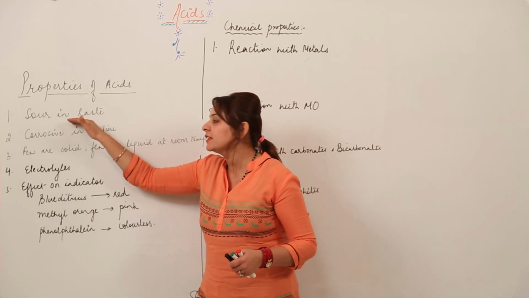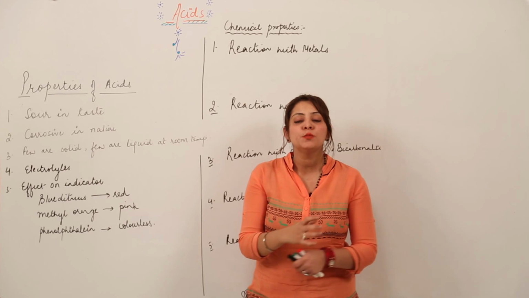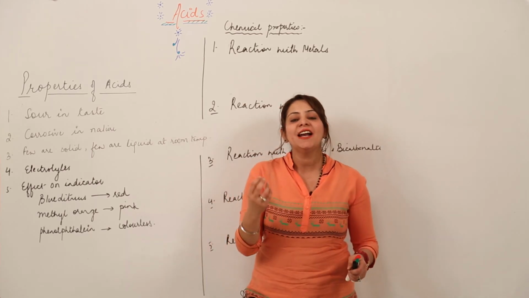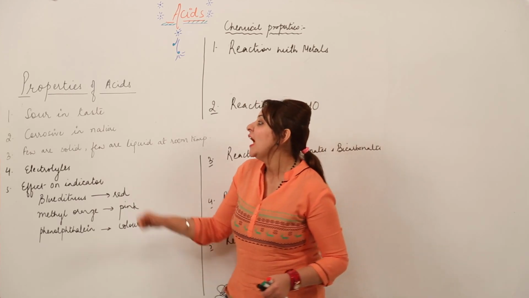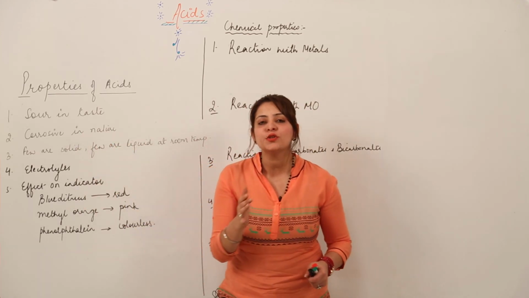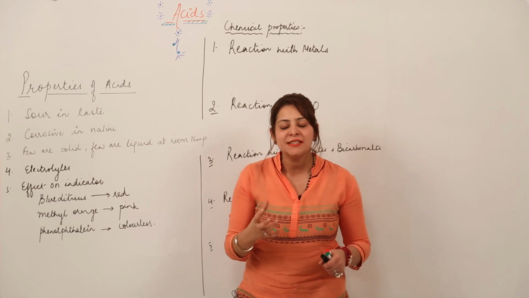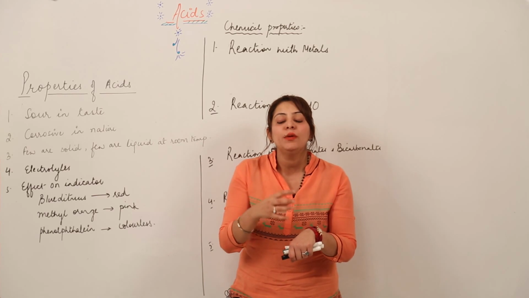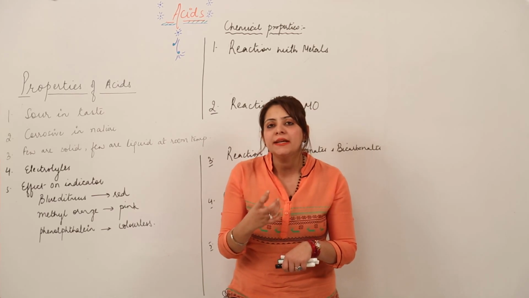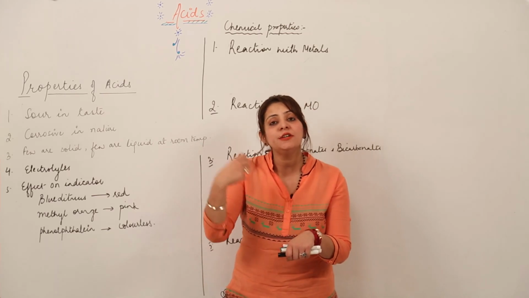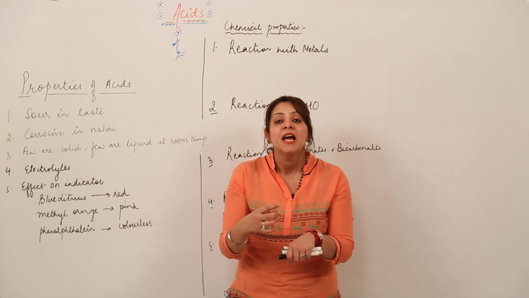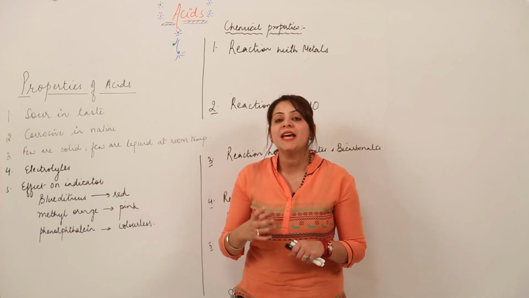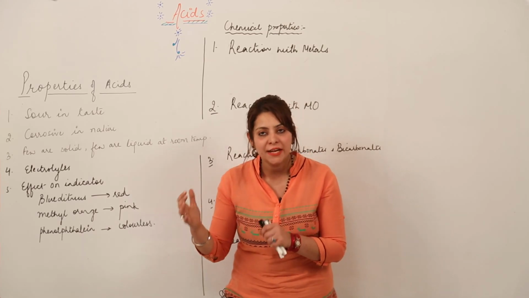So see, acids are sour in taste. That means most of the acids, or you can say maximum 99.9% of the acids, are sour in taste. And they are corrosive in nature. You know what we mean by corrosive? Corrosive means if the acid gets poured on my skin, it will get burned. Why does it burn? Because it extracts the water from the skin, leaving behind dry skin, that leads to the burning sensation. So we say acids are corrosive in nature.